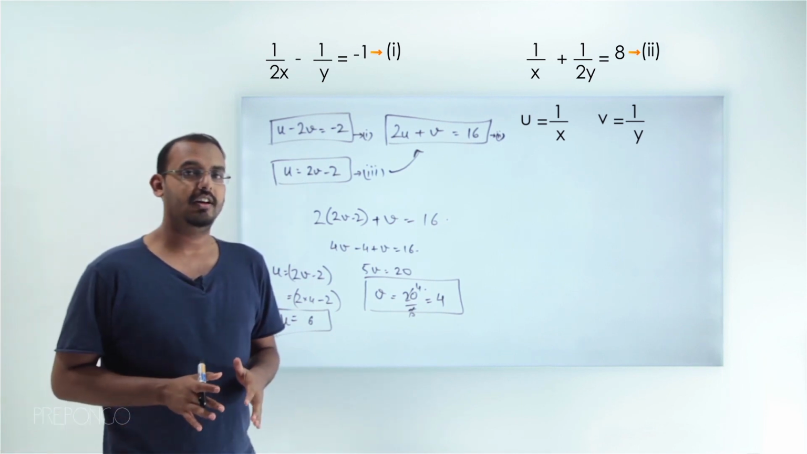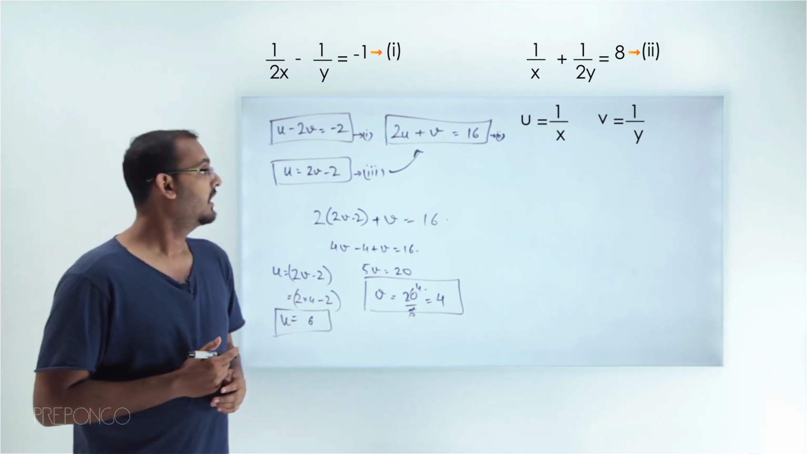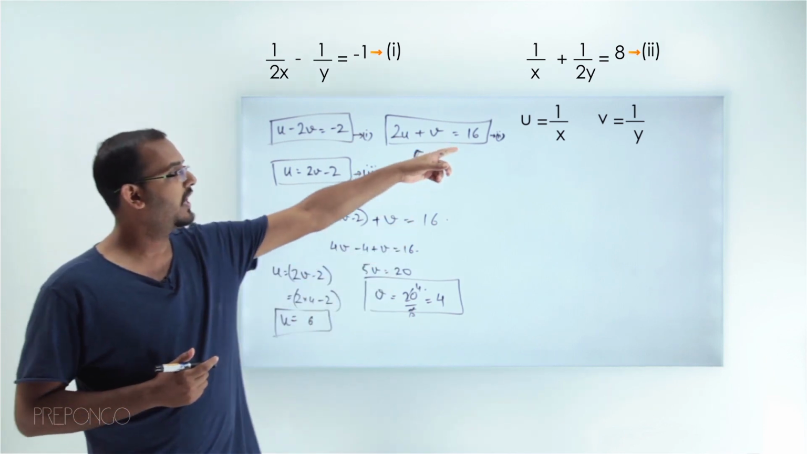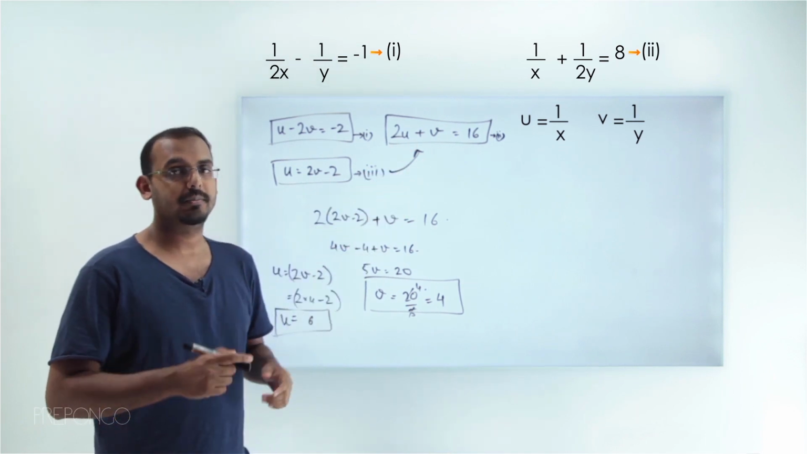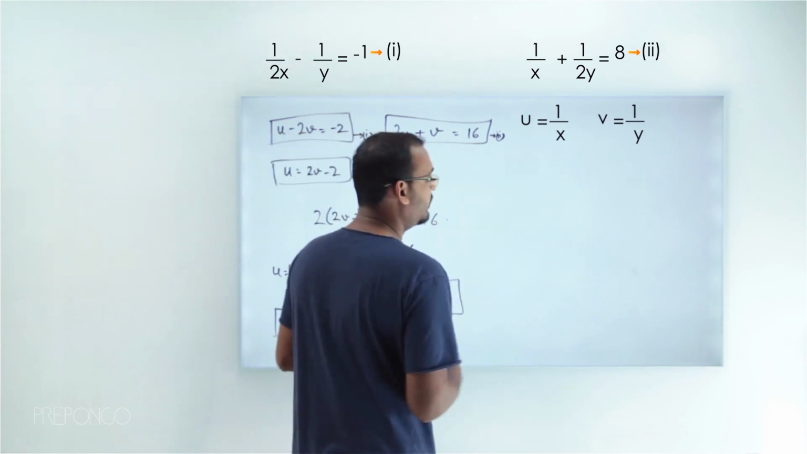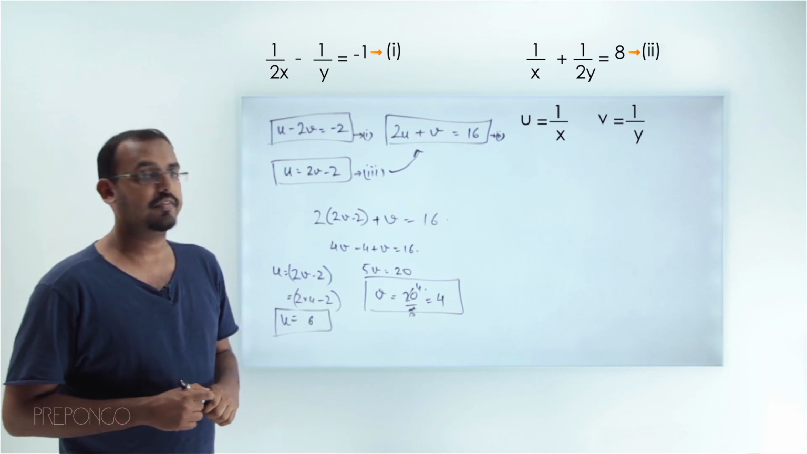But the question is not yet complete, right? What we are supposed to find were the values of x and y. So now we had two expressions, right? We had substituted u is equal to 1 by x and v is equal to 1 by y. So I can use these two values to calculate the values of x and y.